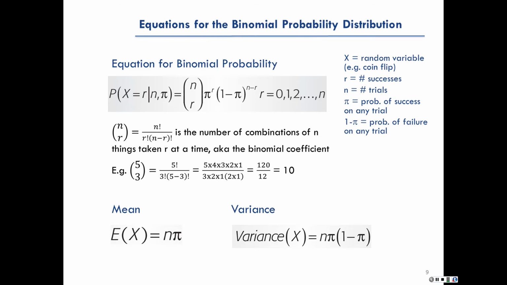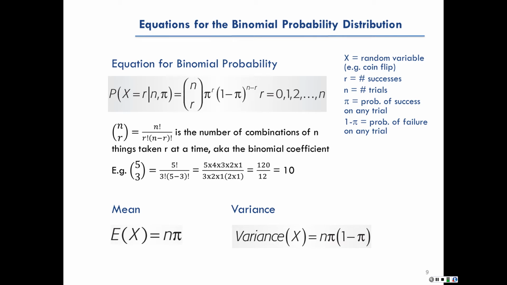If our binomial coefficient consisted of 5 and 3, that would be 5 factorial divided by 3 factorial multiplied by 5 minus 3 factorial. So 5 factorial is simply 5 times 4 times 3 times 2 times 1, which equals 120. 3 factorial is 3 times 2 times 1, multiplied by 5 minus 3 factorial, which is the same as 2 factorial, which is 2 times 1. So the result in the denominator is 12. 120 divided by 12 equals 10. And so that's our answer for that part of the equation.